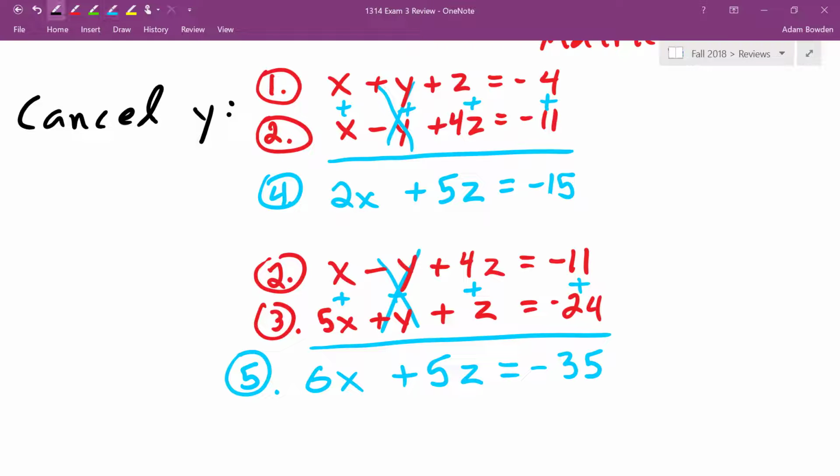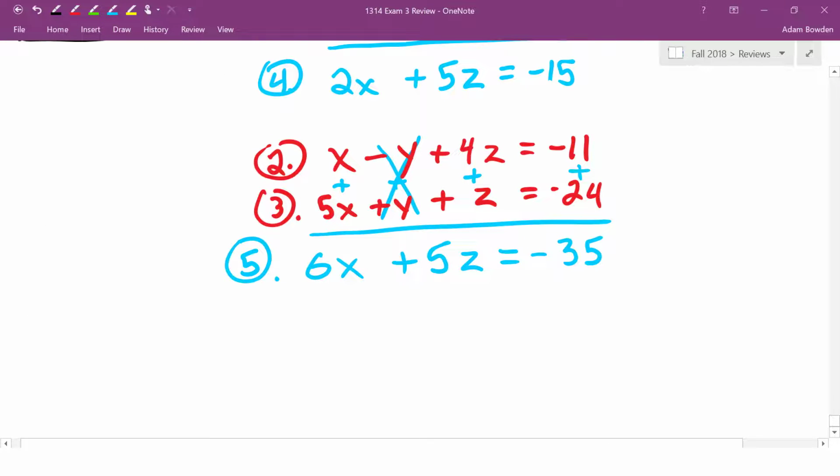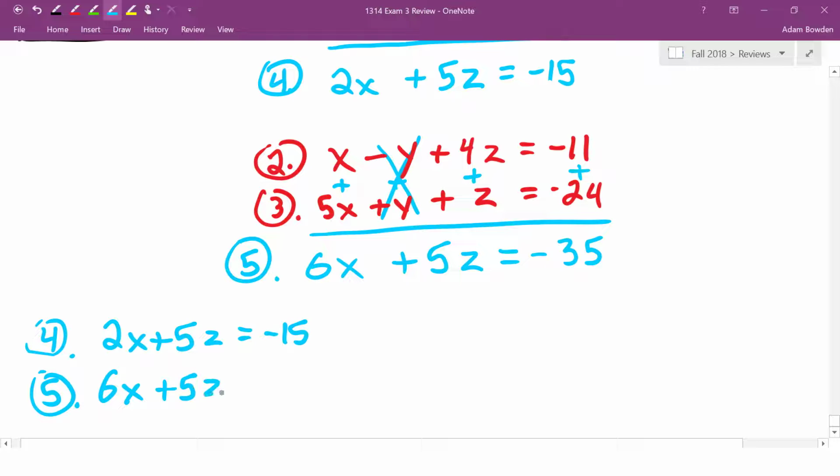Okay, so now we're done canceling out the y twice. Now we're down to two equations with two variables. We'll look to see how are we going to continue to cancel out either the x or the z. So if you look at these two equations together, which one looks easier to cancel out, the x or the z? I'm thinking the z is set up fairly well to cancel out. If one of these 5 turns to negative 5, then it will cancel out.